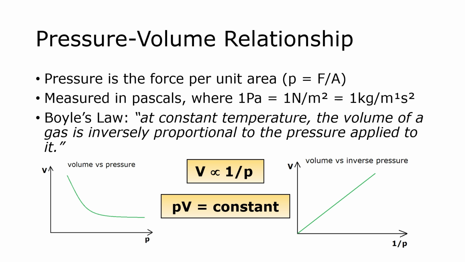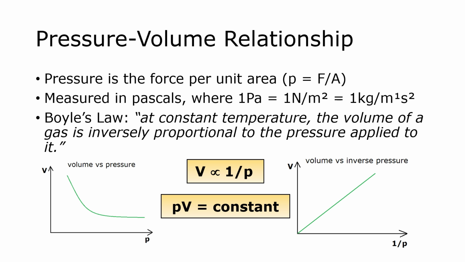So Boyle's law, one of the first observations in the study of gases: Boyle found that the volume is inversely proportional to pressure. So at constant temperature, the volume of a gas is inversely proportional to the pressure applied to it. Mathematically, we'll say V is proportional to 1 over P, because inverse proportionality means that as one variable increases, the other decreases.